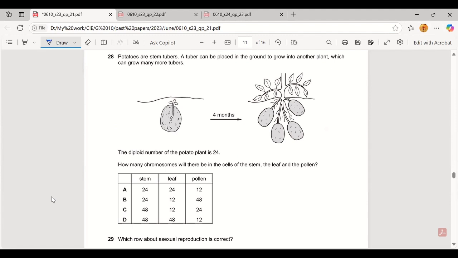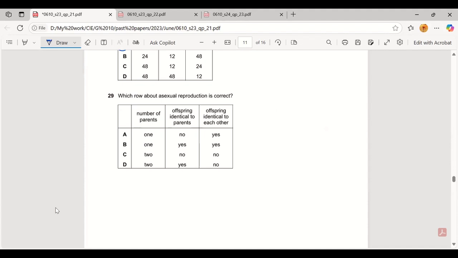Potatoes are stem tubers. A tuber can be placed in the ground to grow into another plant, which can grow many more tubers. The diploid number of the potato is 24. How many chromosomes will there be in the cells of the stem, the leaf, and the pollen? Yumna? A. A, yes, correct. Which row about asexual reproduction is correct, Mariam? B. Of course.